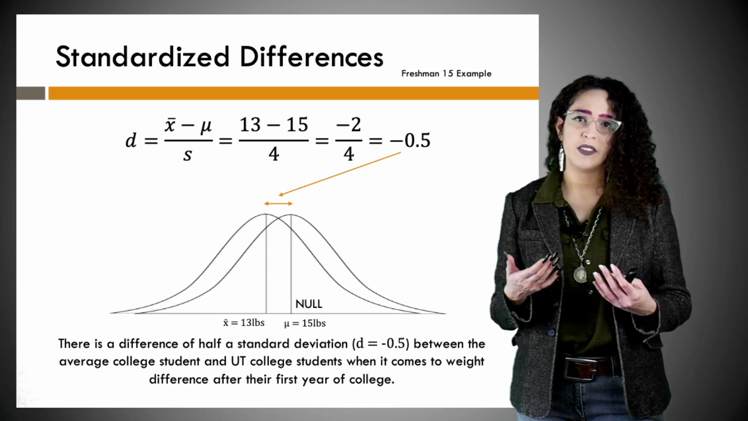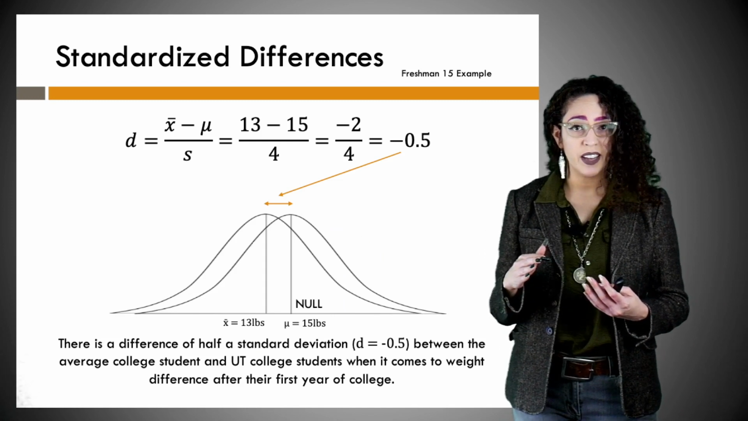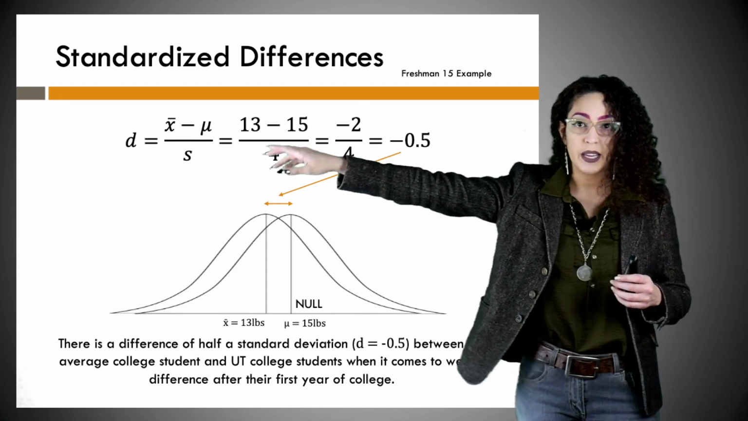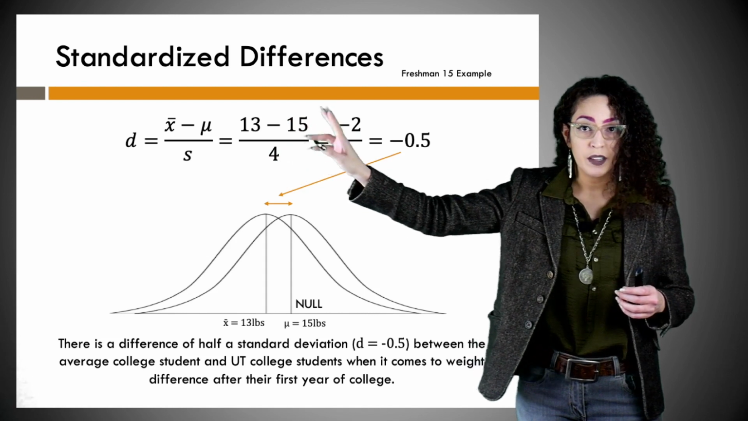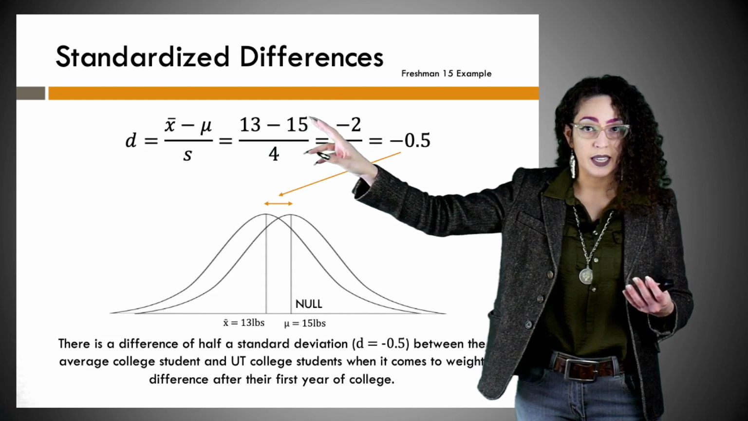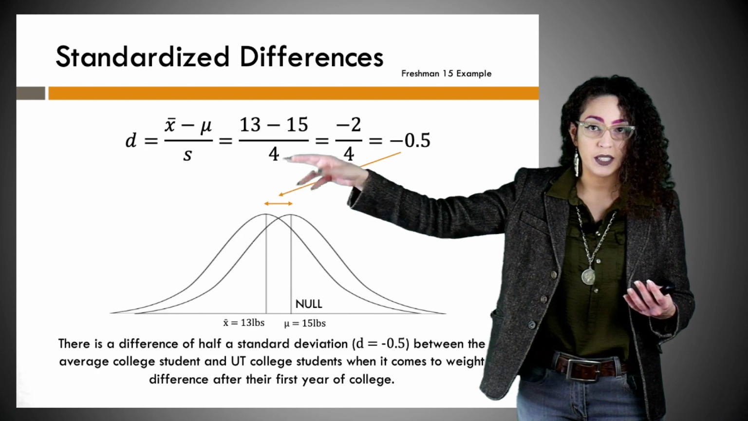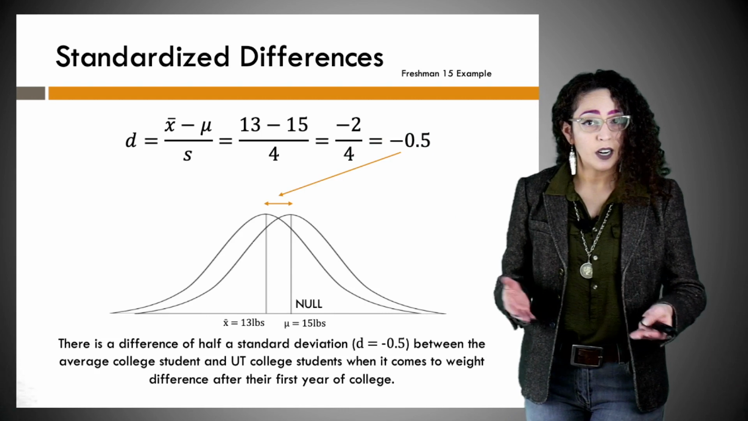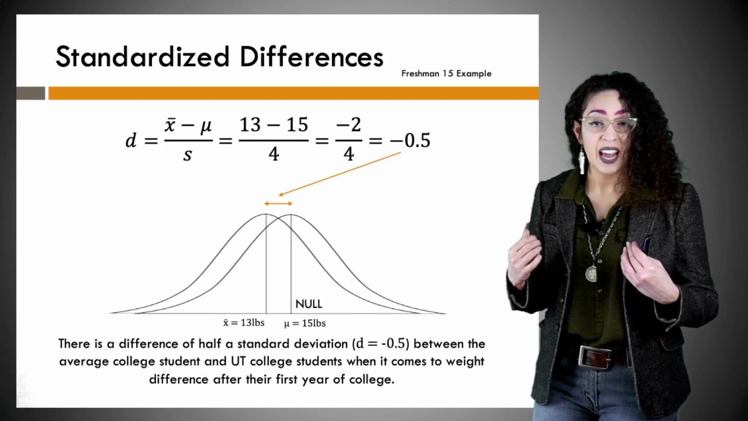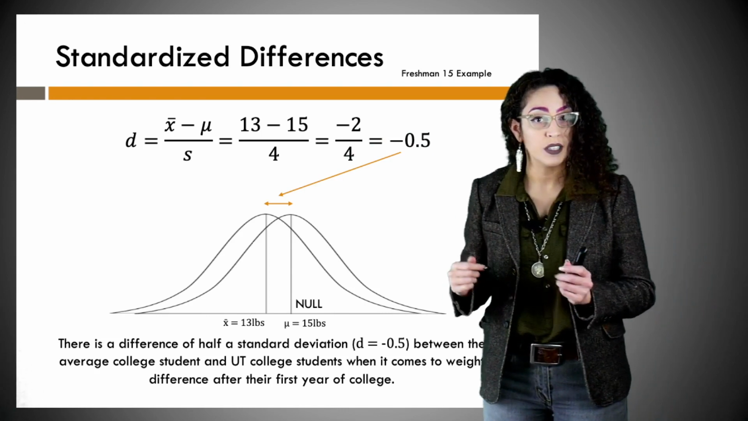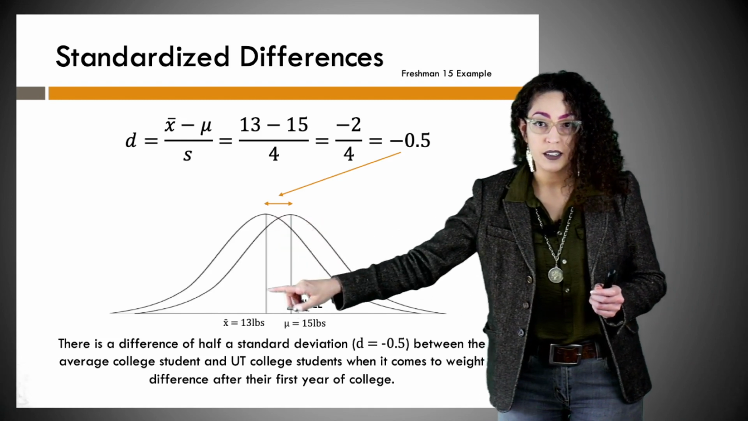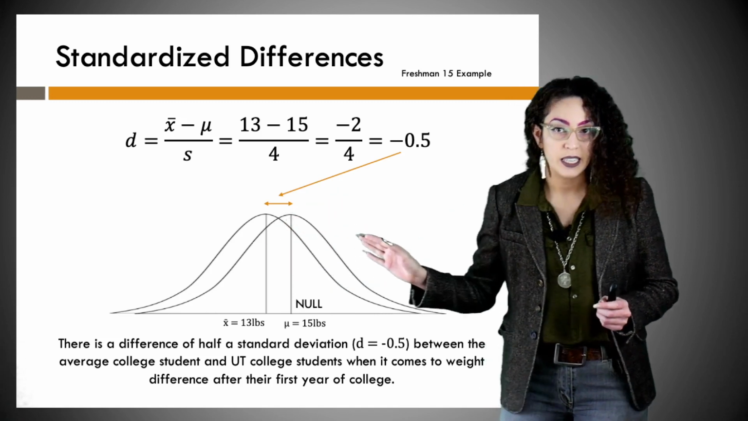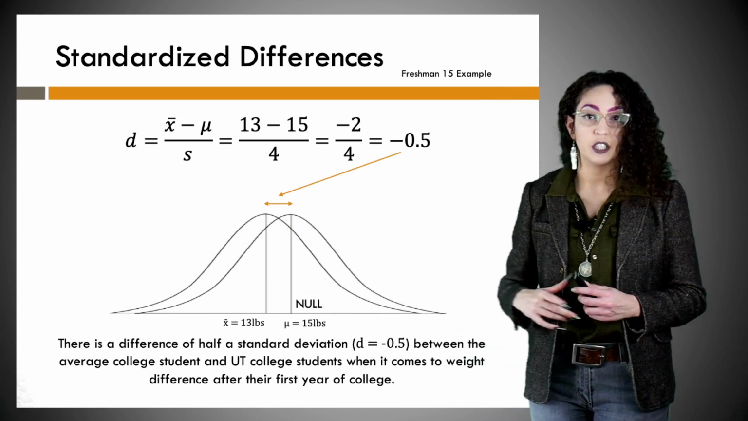Think back to that freshman 15 example we did recently. We can calculate the effect size for that and actually see how different the two means are from each other. So here we have 13, that was the sample, minus 15, that known population we're testing against, divided by 4, the standard deviation, and we get negative 0.5. So what does that mean? That means that our UT sample is half a standard deviation lower than the national average. So it's right here. Here's our 13, here's our 15, and this little space here is about half a standard deviation. It is half a standard deviation below the national average.